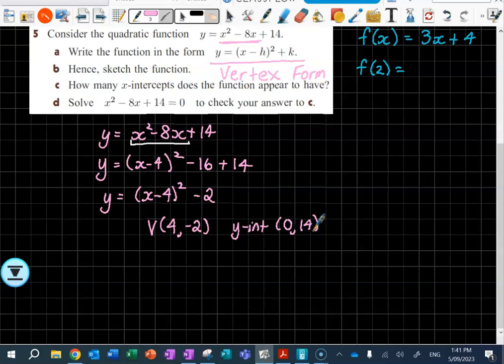No, Zoe, on a roll. What is it? It is convex. Why is it convex? Because it's positive here. Now, hopefully we know convex means it's like so. So, write the function in the form, done. Hence, sketch the function. All right, so we get our ruler.